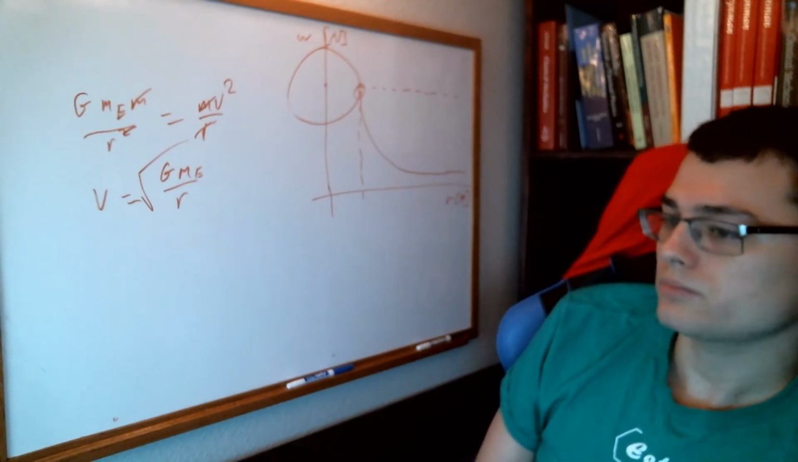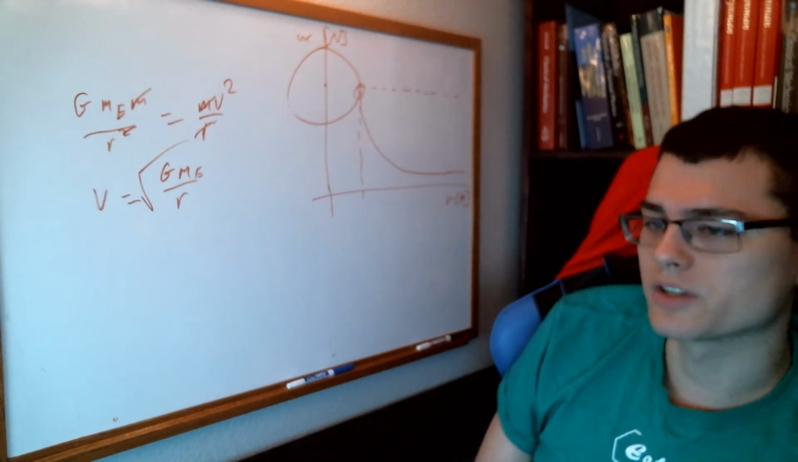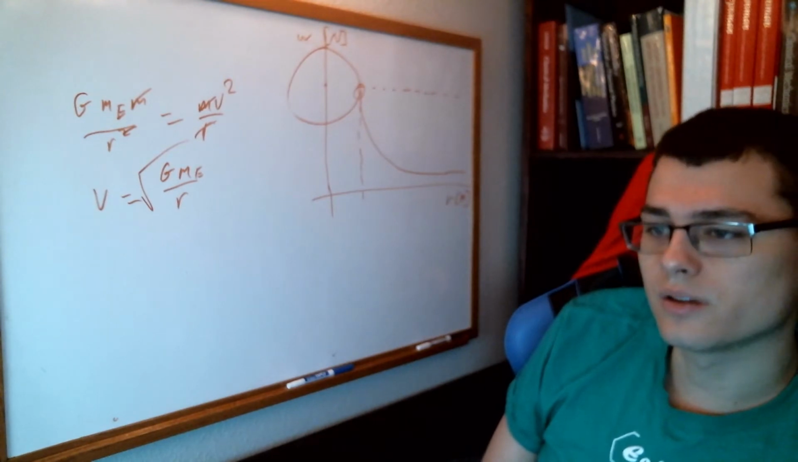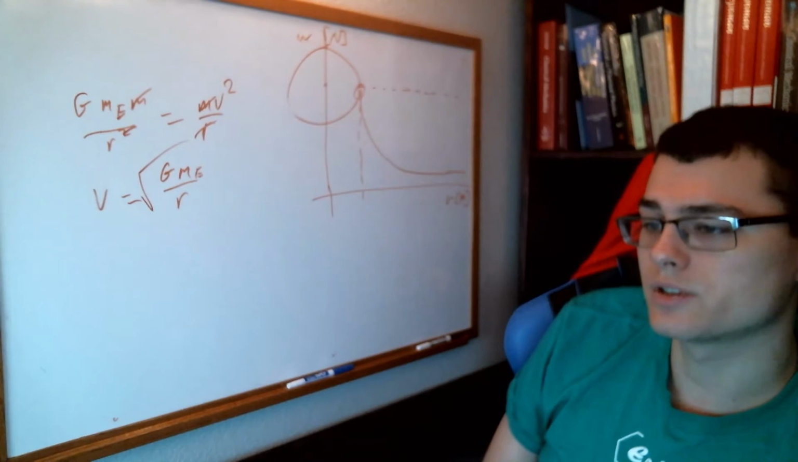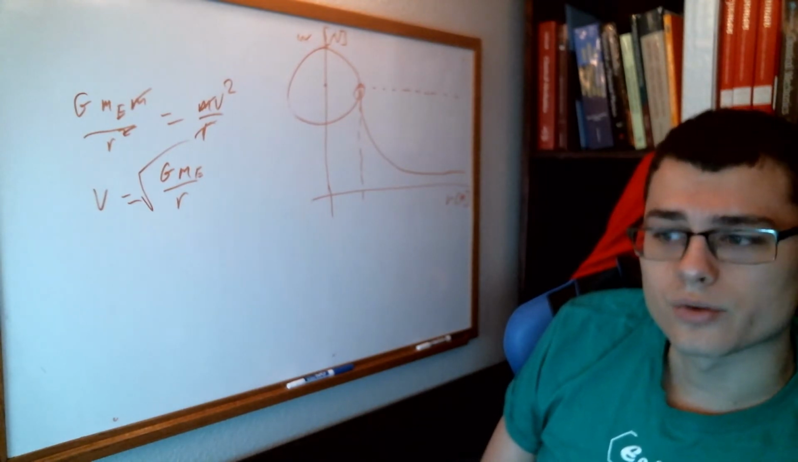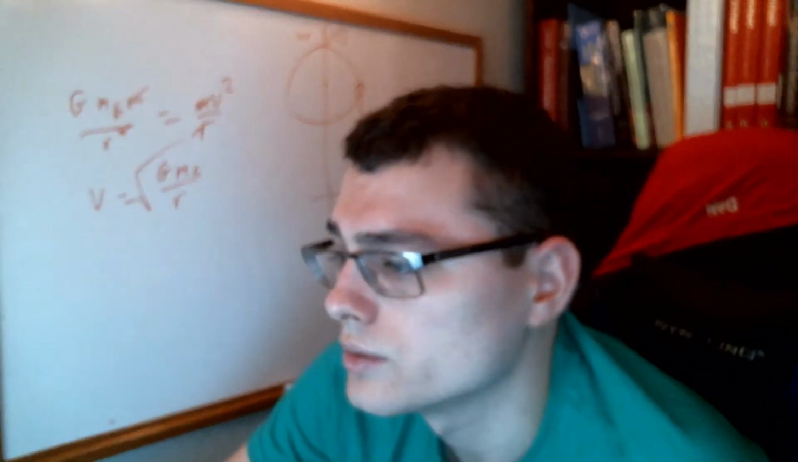So for a satellite, because the velocity doesn't actually depend on the mass of the satellite, we can see that the velocity of the satellite is going to be just dependent on the orbit, assuming that there's no other forces tugging on the satellite.